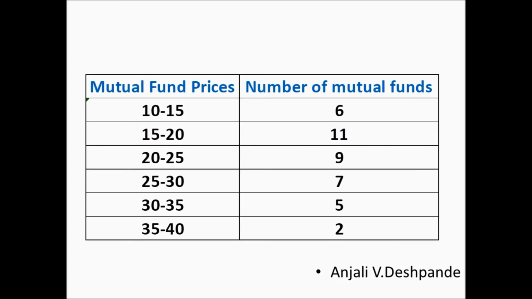So now this is a table. In this table we are seeing that we have got mutual fund prices in the form of the class intervals and the number of mutual funds. This will of course represent the frequencies. So we will see how the histogram has been constructed for this particular data set.